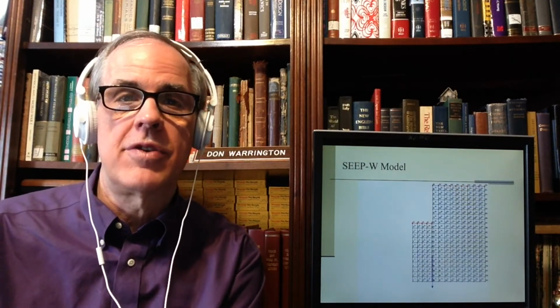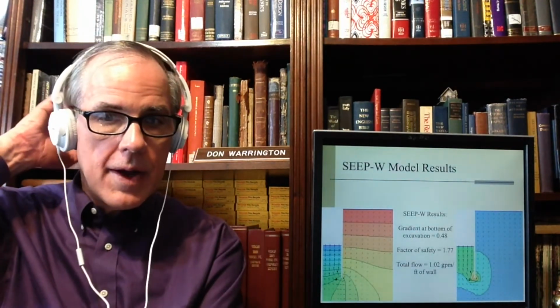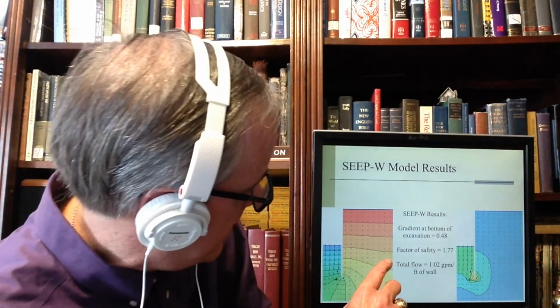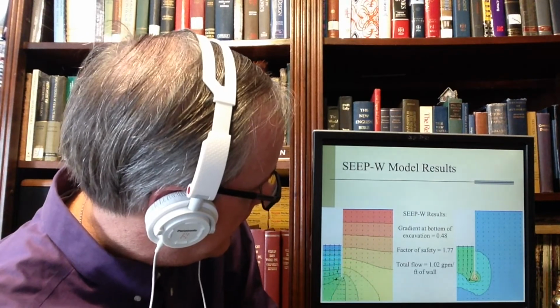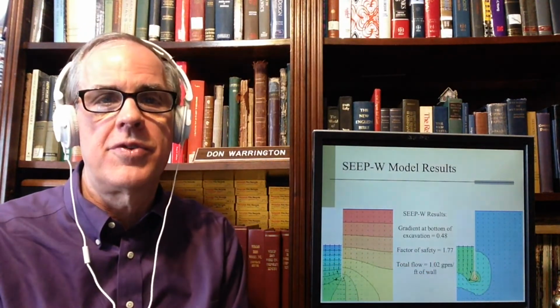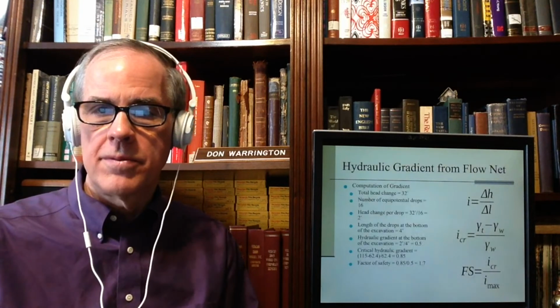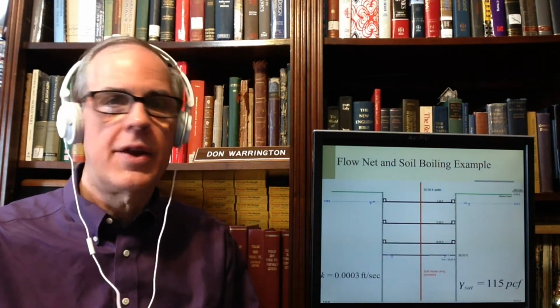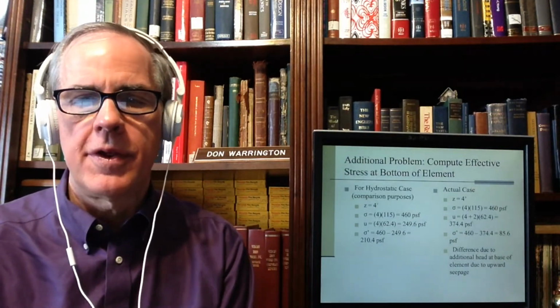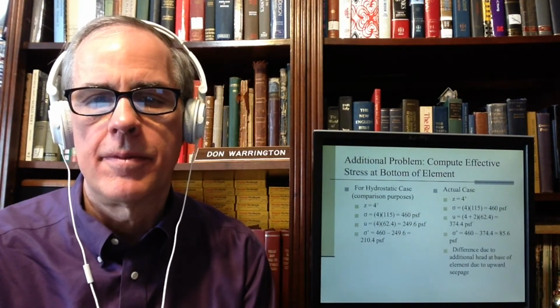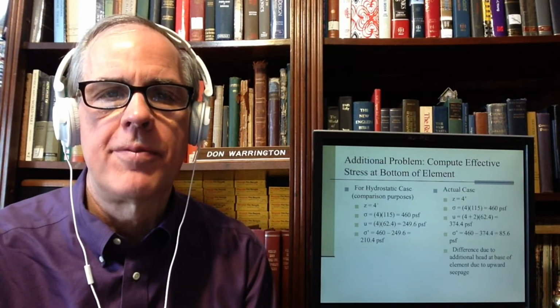SEEP/W is a package. Actually, the student version is free. It develops a final model that looks like that. Model results: the gradient at the bottom of the excavation is 0.48. In other words, the gradient here is 0.48. The factor of safety that gives is 1.77, which is pretty much in line with what we figured. And the total flow is 1.02 gallons per minute per foot of wall. You have to double that because, if you recall, it's two-sided, so you get 1 gallon per minute coming from this side and 1 gallon per minute from this side. An additional problem is to compute the effective stress at the bottom of the excavation. I did this just to drive the point home. I did it last time.